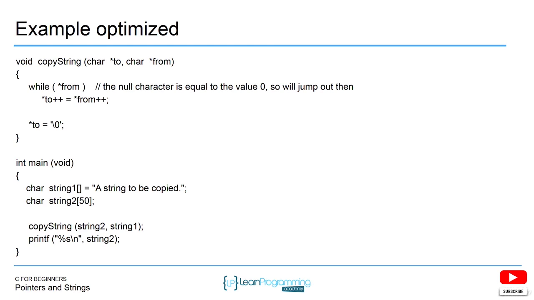If we wanted to use this copy string function, we could just create two character arrays. We can pass the character arrays directly to copy string because the character arrays are pointers. Right? They are pointers, so we don't have to dereference them or add in addresses or anything. We could just say string 2, string 1. And what this is going to do is copy string 1 to the string 2 character array and then print it out using printf.